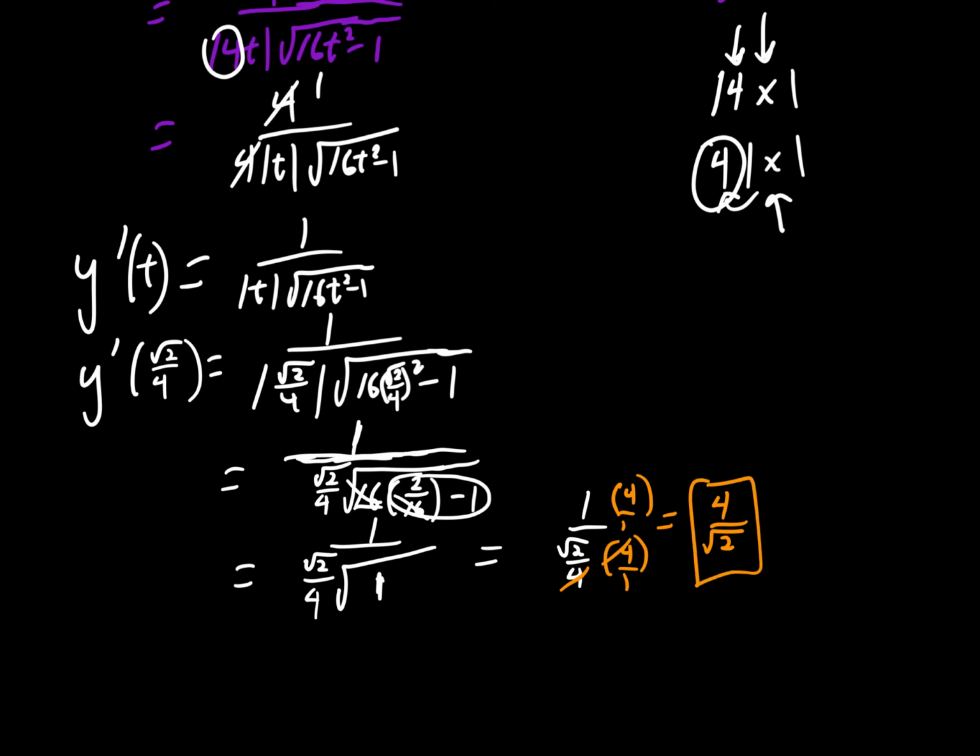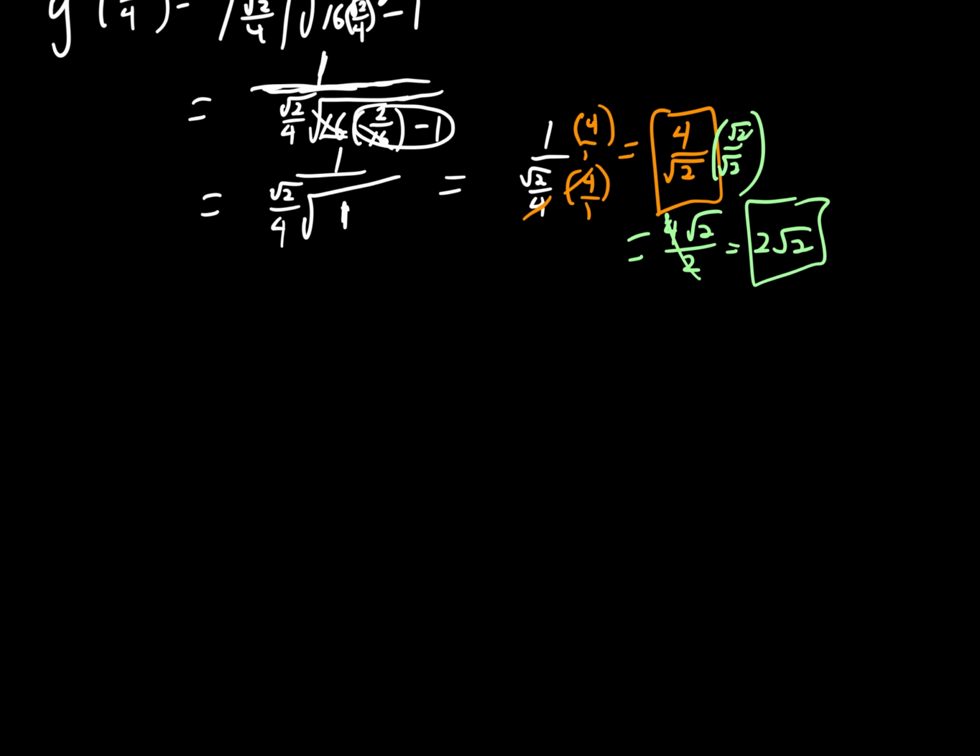If you really want to rationalize it, this is how you do it. You just multiply the top and bottom by whatever radical you have, and that's going to give you this. It's going to give you 4 radical 2 over 2, which reduces to 2 radical 2. All right, so I guess we could use this one. It looks nicer. Onward, we are almost done.